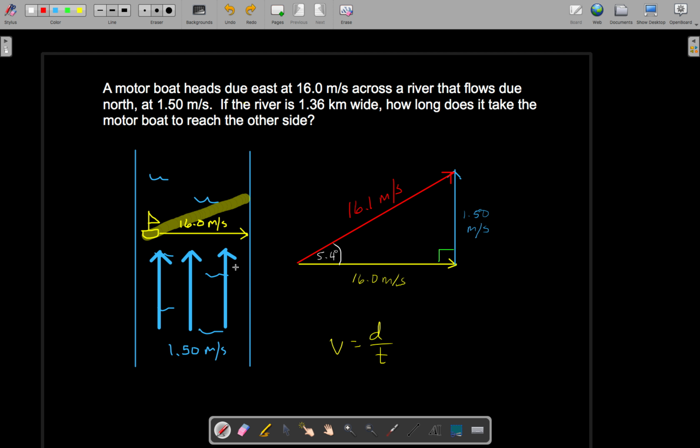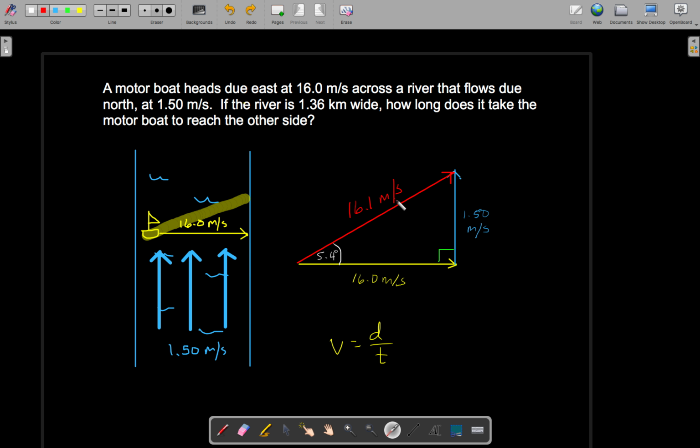Well, the first step is to analyze the question, see what's going on here. You'll notice that the boat is traveling eastwards at 16.0 meters per second, but there is a water current that's pushing at 1.50 meters per second north. And so you'll notice that it is taking this northeasterly approach, going this way.